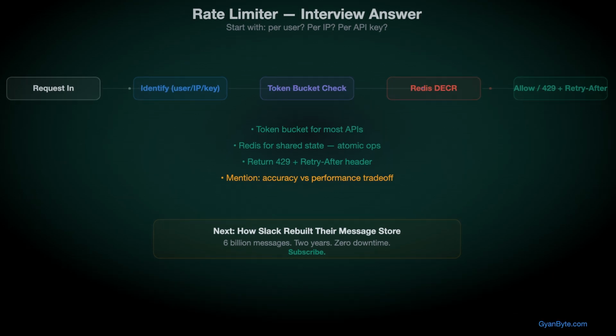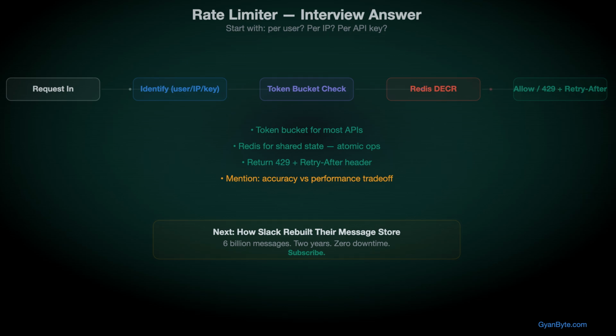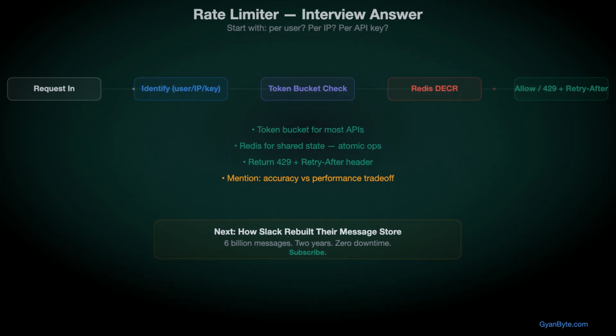Next, how Slack rebuilt their message store. 6 billion messages, 2 years of migration, 0 downtime. The engineering decisions behind moving that much live data without users noticing.